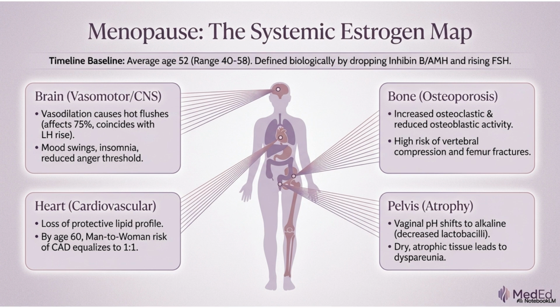Menopause, occurring at an average age of 52, is defined by dropping AMH and rising FSH. The loss of estrogen has systemic effects: vasomotor symptoms in the brain, hot flushes, osteoporosis in the bones, loss of protective lipid profiles in the heart, and vaginal atrophy in the pelvis.